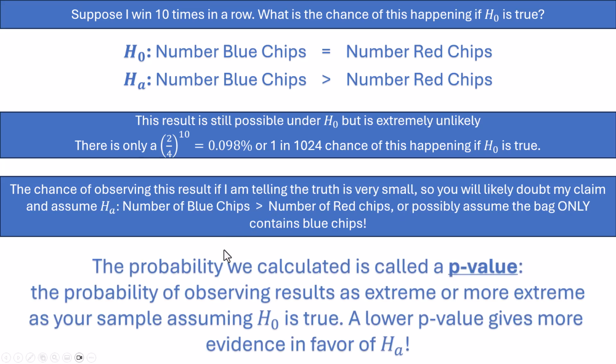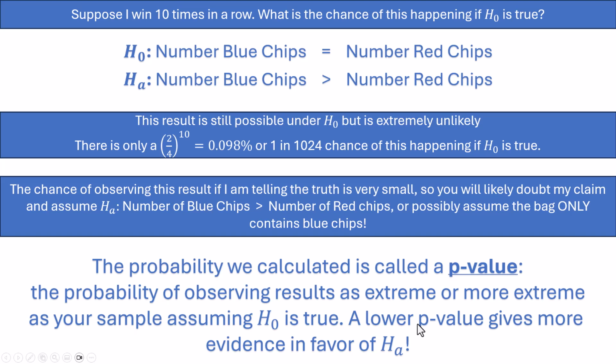Now the probability that we calculated here is going to be what's called a p-value. It's the probability of observing results as extreme or more extreme as your sample, assuming that the null hypothesis is true. So assuming that the number of blue chips is equal to the number of red chips, what's the chance of observing what we observed, or in some cases it makes sense to say something more extreme. In this case, there's really nothing more extreme than me winning every time, right? And in general, a lower p-value is going to give us better evidence for the alternative hypothesis.